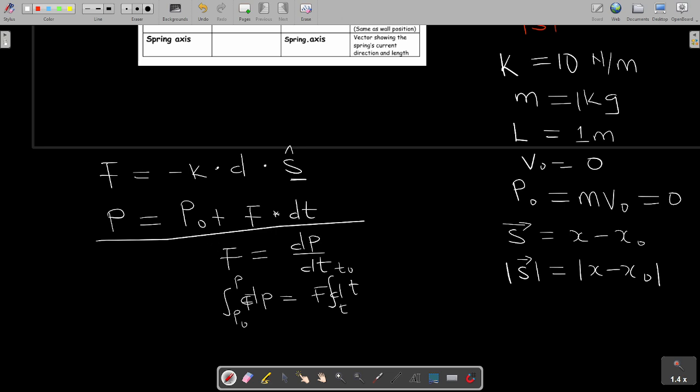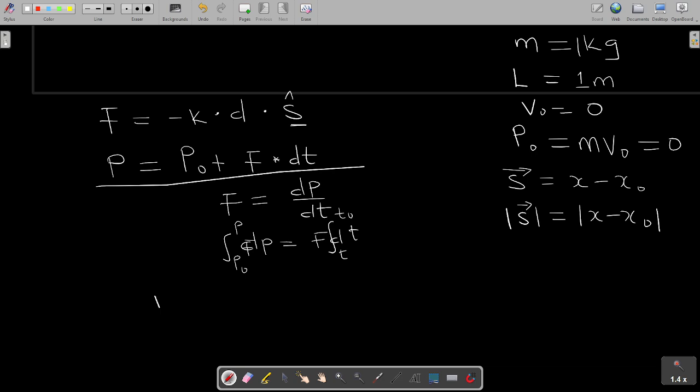And then we'll update the velocity. To update the velocity, V is the momentum divided by the mass, because momentum, of course, is mass times velocity. And then finally, we'll update the position. Position X will be equal to X plus P over M times delta T, the time step, the change in time.